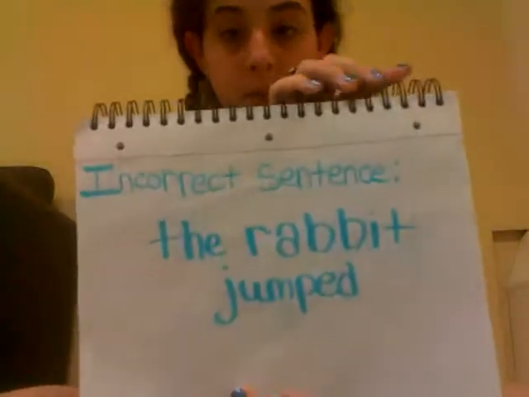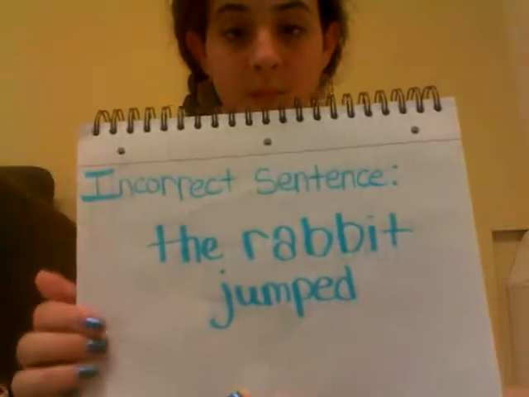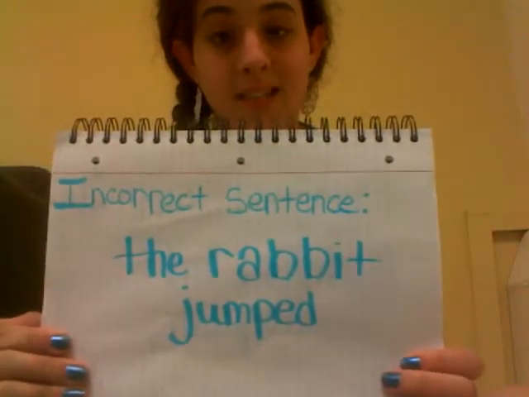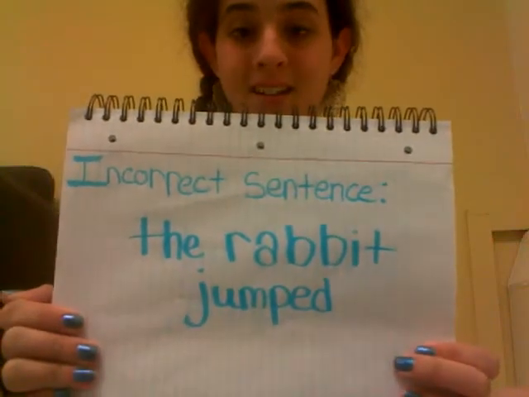Today, class, we are going to be learning about the correct and incorrect way to write a sentence. This is an example of an incorrect sentence. The reason why it's incorrect is because the first letter of the sentence is not capitalized and there is not any punctuation.